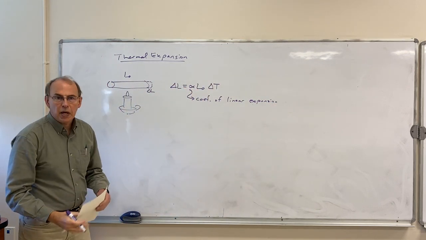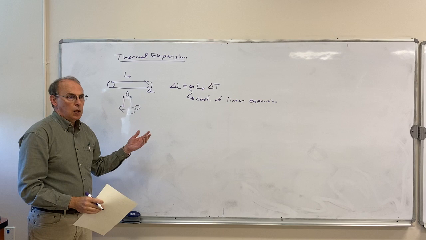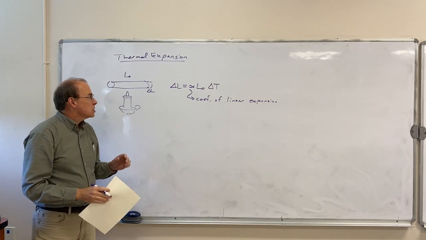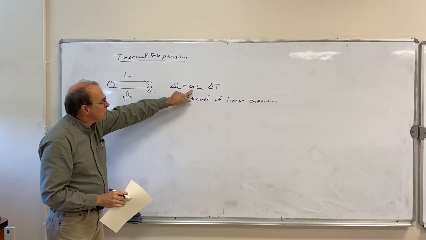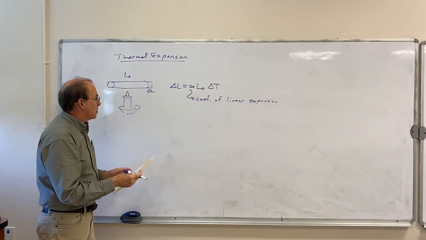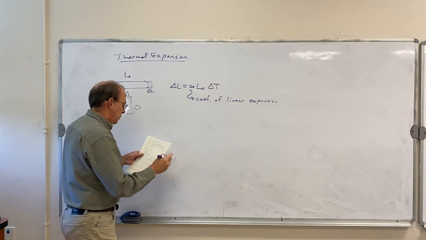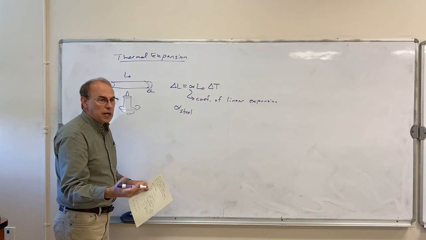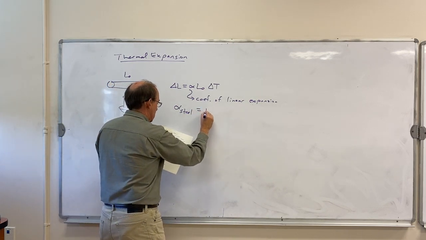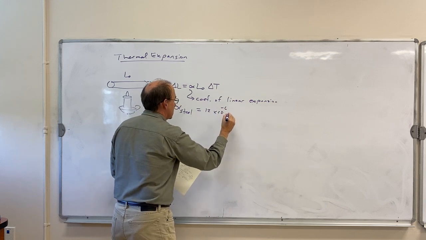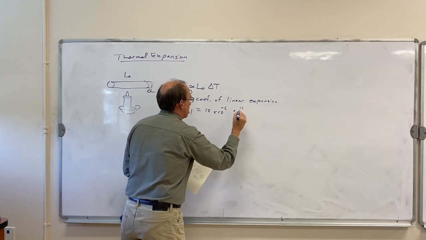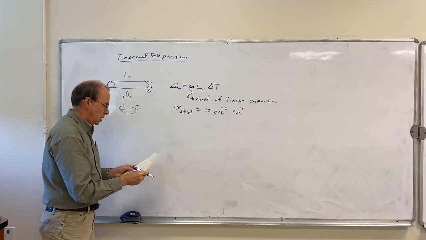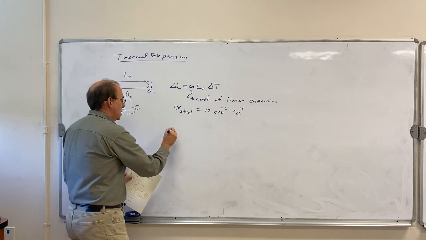Different materials expand different amounts. Aluminum may expand a lot, steel may be less. There's a material called Invar that expands very little. So that's where the material dependence comes in. For example, alpha of steel, well, there are different alphas for different types of steel, but an approximate value is 12 times 10 to the minus 6 degrees Celsius to the minus 1, so reciprocal degrees Celsius.